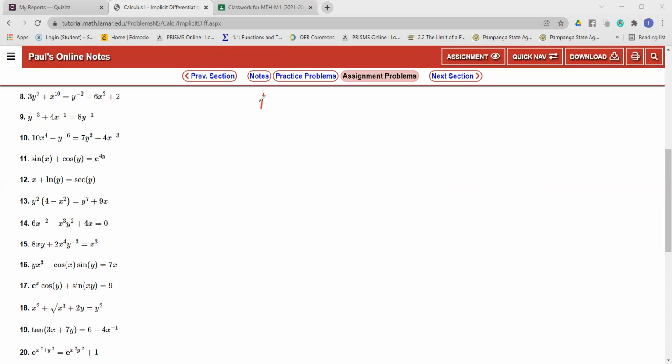So, number 19, you have tangent of 3x plus 7y equals 6 minus 4x raised to negative 1. So, the derivative, again, derivative mo muna nasa labas. Derivative of tangent is secant squared of, ano man nandito sa loob, 3x plus 7y, multiplied to, derivative naman ang nasa loob, which is 3, derivative with respect to x, plus 7. Pero ito ngayon, meron siyang y prime.